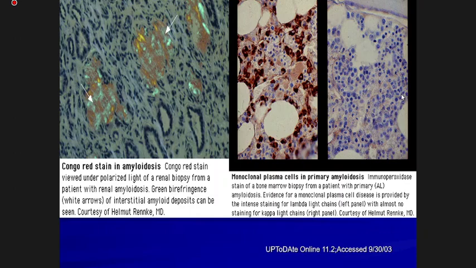You can appreciate this more when you learn hematology. But it's just to say that on top of your polarized light microscope, we can actually do further immunohistochemistry stains to identify the type of proteins that is involved.